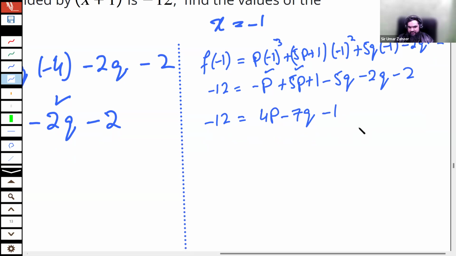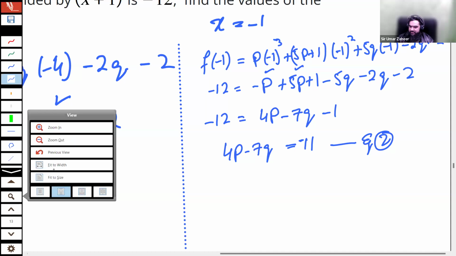Yes, it is clear. We need to take minus 1 to the other side, so it will be plus 1. So minus 12 plus 1, it will be 4p minus 7q is equal to negative 11. So this is my equation 2. Anyone having a question till here?